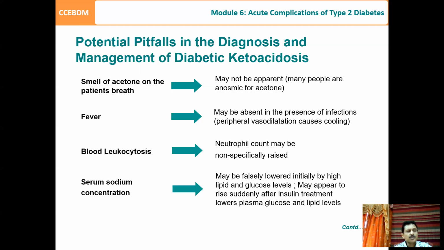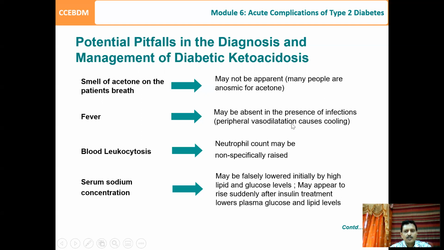So VLDL production by the liver goes up. So there are a lot of lipids in the blood. Because of the presence of lipid and the glucose, there may be falsely low value of the sodium. So we call it spurious hyponatremia. We have to keep in mind that there may be a spurious hyponatremia when we are dealing with a case of diabetic ketoacidosis.